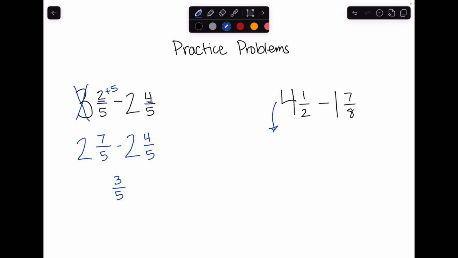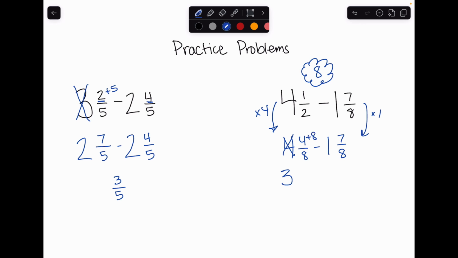Over here, you'd have to do a little second step. My least common denominator would have been 8. So I would have 4 and 4/8 minus 1 and 7/8. If I was following my subtraction, I would see 4/8 minus 7/8. Oh, I can't do that. I'm going to take away a whole. And I will add that whole. I'll chop it up into 8 pieces and add it to my numerator. So I have 3 and 12/8 minus 1 and 7/8. 12/8 minus 7/8 is 5/8, and my whole number would be 2.